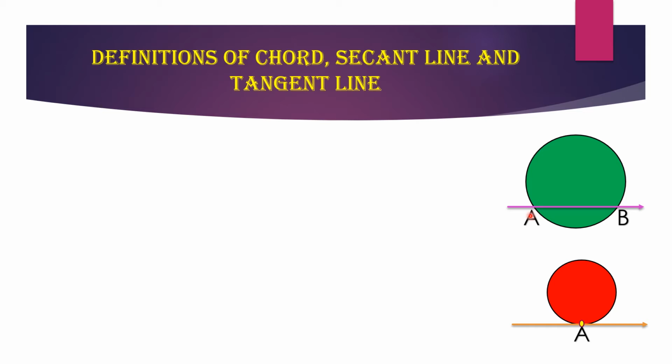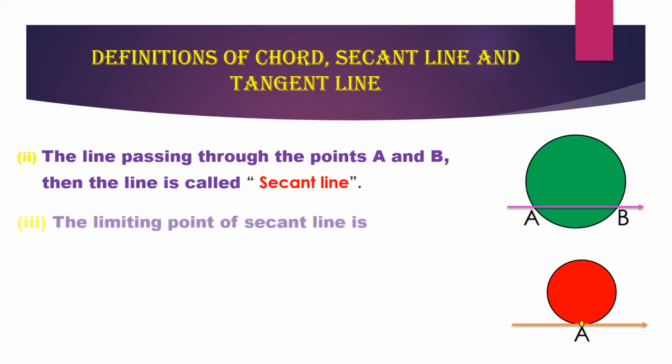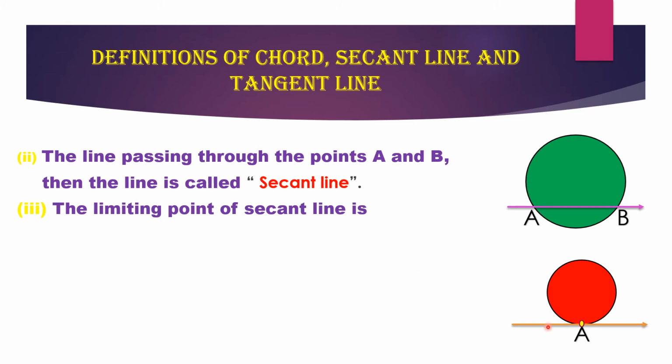Any line passing through 2 points of the circle is called a secant line, and any line passing through 1 point of the circle is called a tangent line. Here, the limiting position of the secant line: the length of AB is minimized in this diagram until it equals 0. So the points A and B coincide with each other, so it denotes one point.